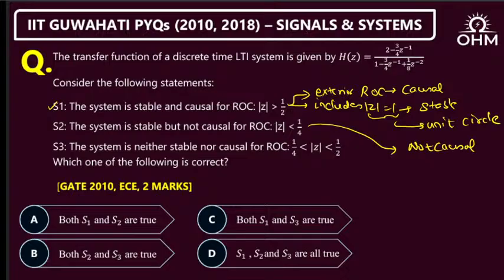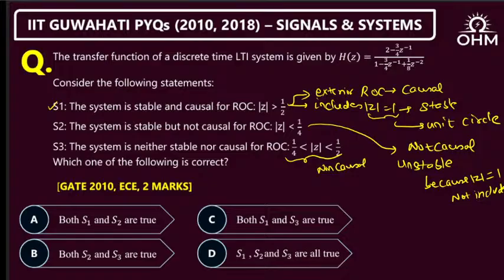But also unstable. Because when you say mod z less than 1 by 4, mod z cannot be 1. I can write this way, mod z equal to 1 not included. Unit circle not included here. Because mod z has to be less than 1 by 4. So how can it be 1? The third one, again, it's not an exterior ROC, so non-causal.